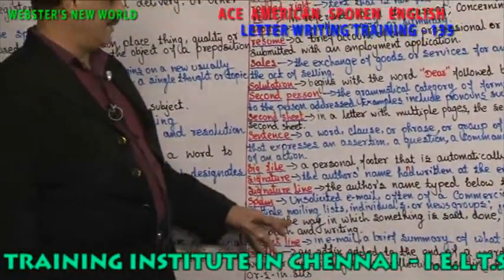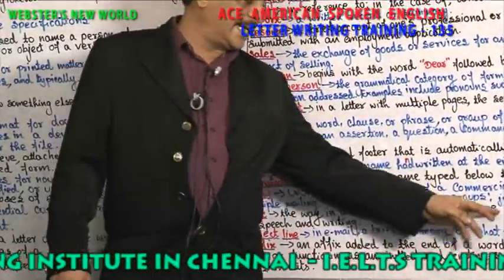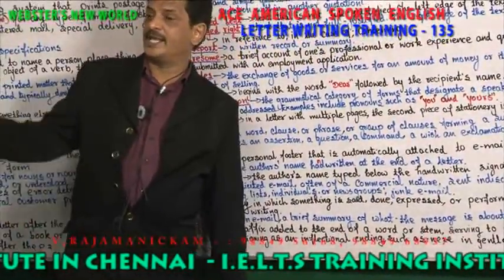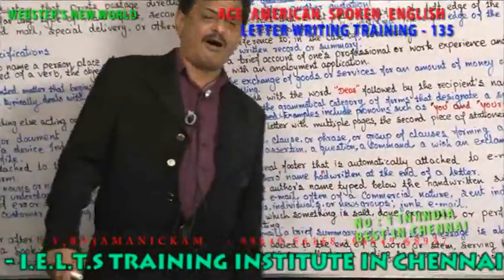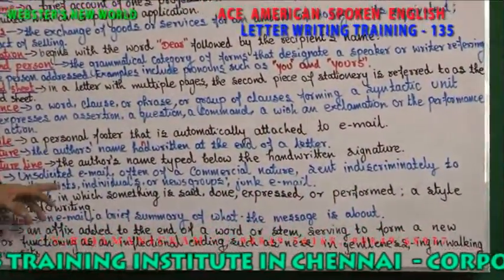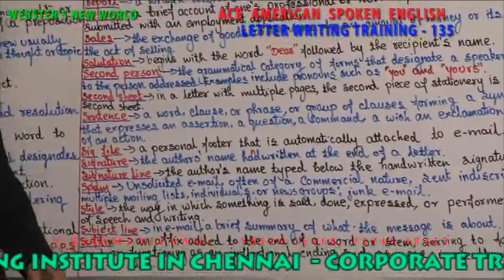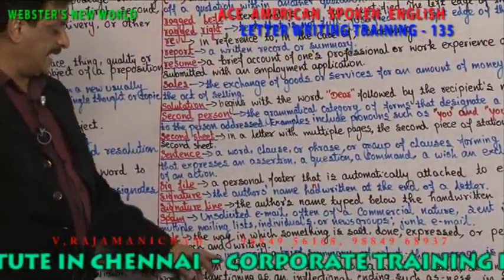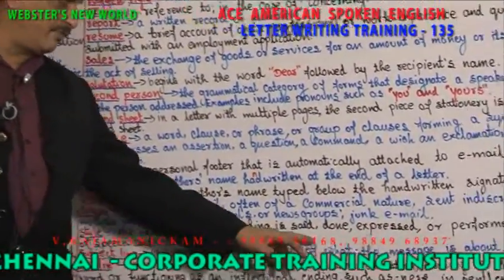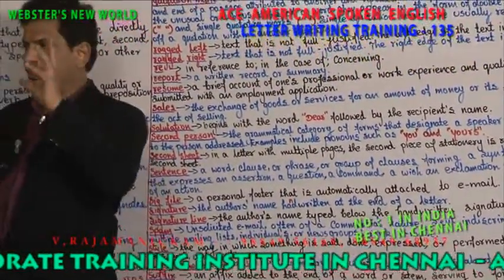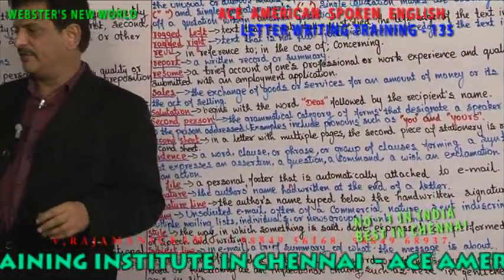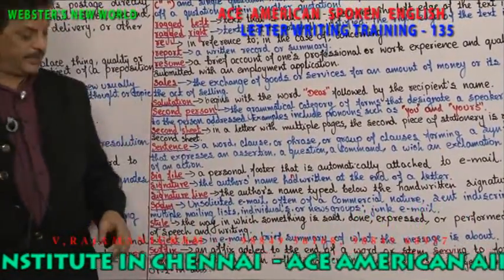Style: the way in which something is said, done, expressed, the way you say it, the way you express it, that is called style. Or performed, a style of speech and writing. Subject line, in email, is a brief summary of what the message is about. What you are going to speak about, you give in a single line. That is the subject, right? It is called the subject line.